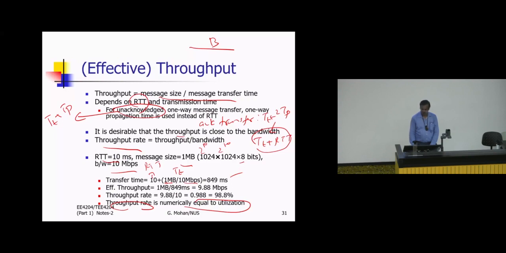The throughput would be 1 MB divided by 849 milliseconds. We are able to transfer 1 MB of data in 849 milliseconds. So you get the throughput of 9.88 Mbps. It's quite good, very good throughput. So throughput rate is 9.88 divided by 10, because 10 is the data rate. You get 98.8%. That is numerically equivalent to the link utilization. We will look into the definition of utilization in some later topics.